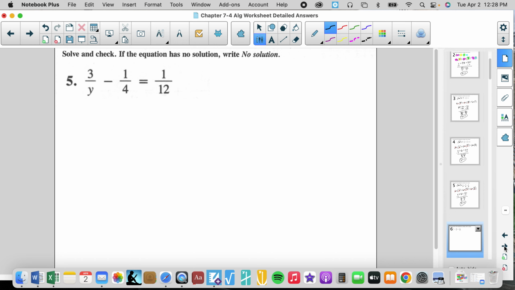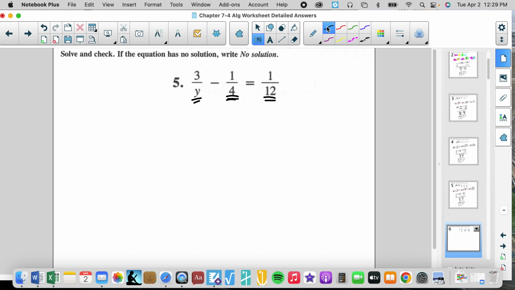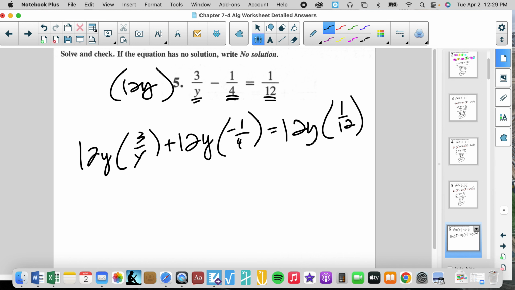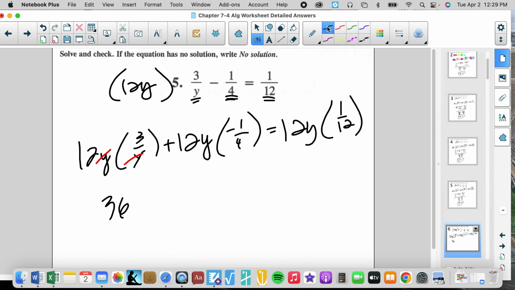Now we have three different denominators. So we're looking at those, and we should be able to eyeball what the common is going to be, 12y. So we're going to do 12y times 3 over y plus 12y times negative 1/4. Be careful of that negative. 12y times 1 over 12. Y's cancel. We're left with 36. We can show this. We'll show the y's canceling, left with 12 times 3, which is 36.